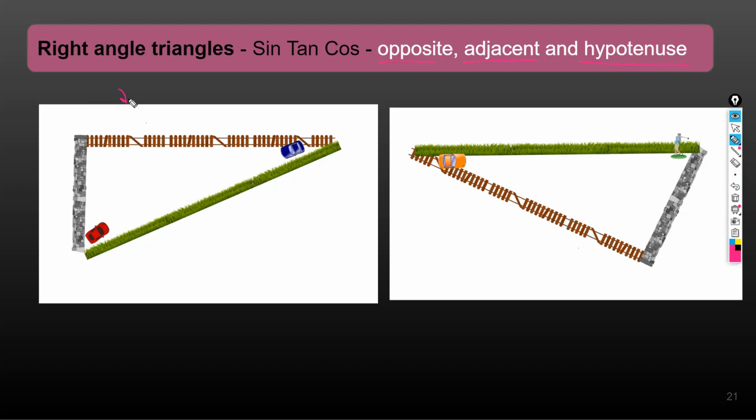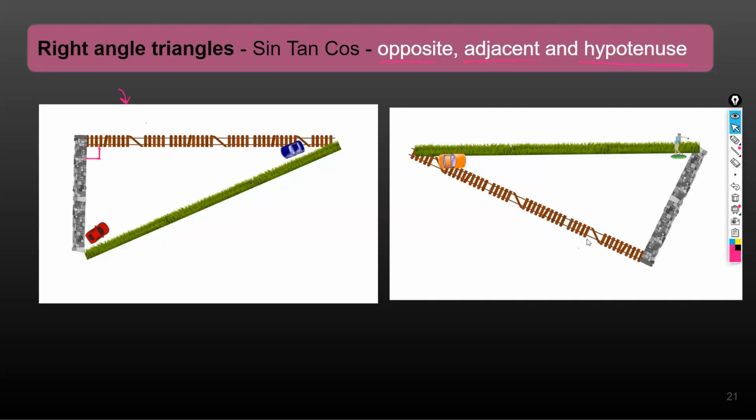I want everyone to look at the first triangle. This is clearly a right angle triangle. Pretend you are a bird flying over this scenario and you're seeing a fence, some grass, and a brick wall. And then have two cars. The 90 degrees is obviously here. What would be the hypotenuse? The brick wall, the wooden fence, or the grass? What would be the hypotenuse?